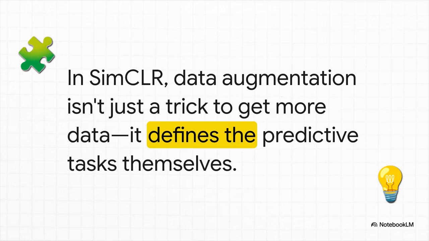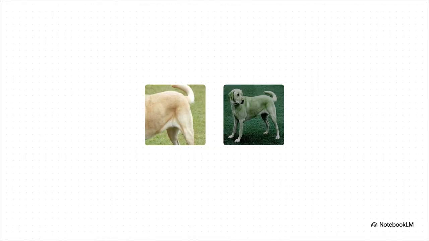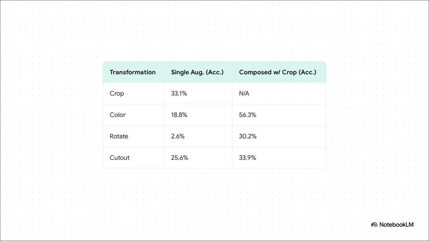It forces the model to learn, okay, what stays the same about this image no matter how I mess with it? For instance, the model takes an original image of a dog, right? And it creates two tweaked versions. So here, we see a random crop and a pretty heavy color distortion. These two new images are now what we call a positive pair. And the model's entire goal is to learn that even though they look different, they both came from the same place.